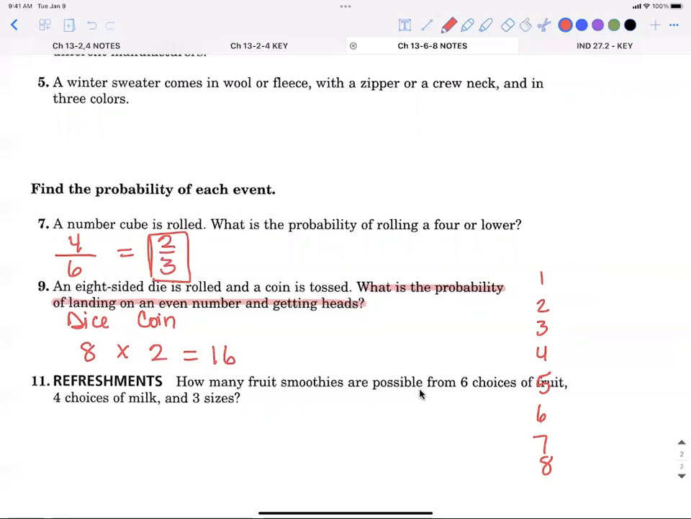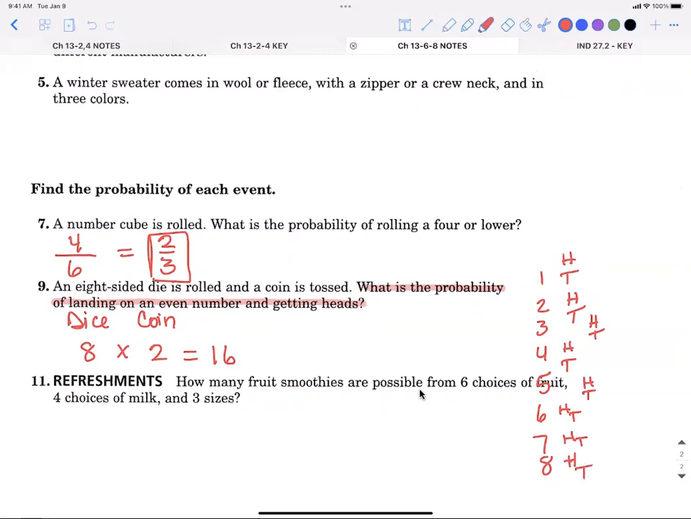So if I roll a 1, I could get a head or a tail for the 1. If I roll a 2, I could get a head or a tail and a 2. If I roll a 3, head or a tail, a 4, head or a tail, a 5, head or a tail. These are my possible outcomes. Head or a tail, head or a tail, head or a tail, right? Every time I roll, I'm going to roll a number, and I'm either going to roll a head or a tail.